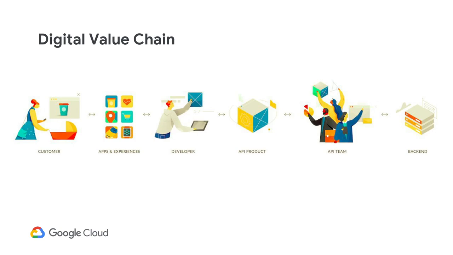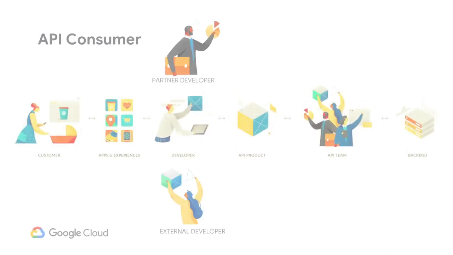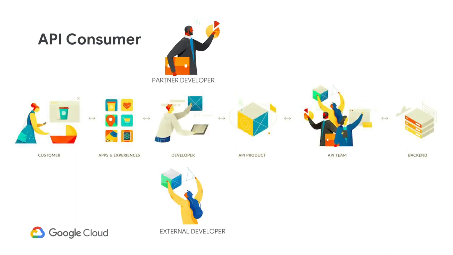Now take a look at the middle of the digital value chain. The target audience for the API team is the developer who consumes the API product. Now let's take a closer look at the developer. The application developer is also known as the API consumer.